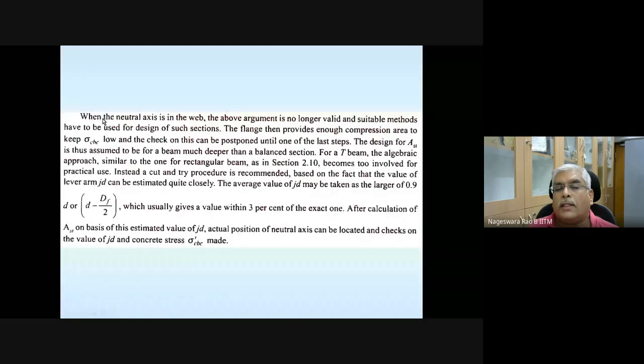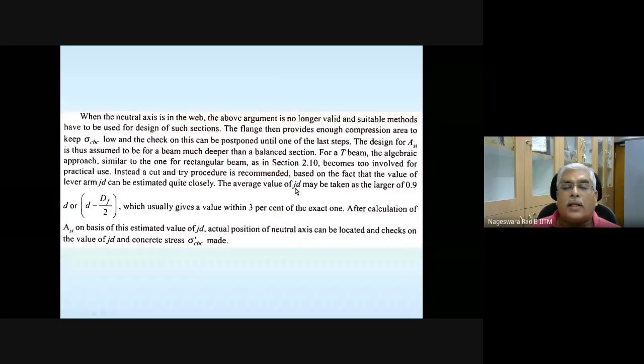When the neutral axis is in the web, the above argument is no longer valid, and suitable methods have to be used for design of such sections. The flange then provides enough compression area to keep sigma CBC low, and the check on this can be postponed until one of the last steps. Anyway, once we go through an example, it will be clear for you. The design for tensile reinforcement AST is thus assumed to be for a beam much deeper than a balanced section. Anyway, we'll see, then you will understand better.